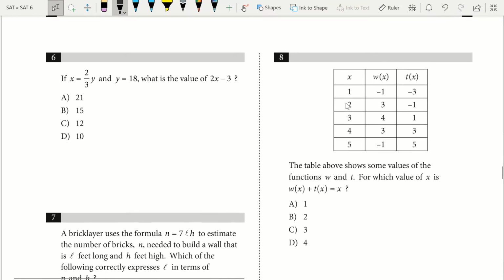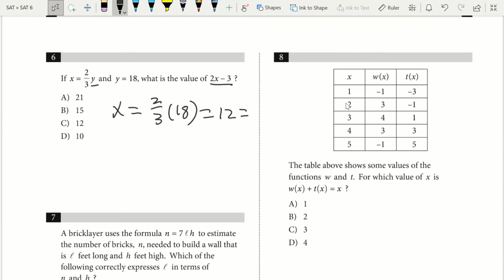Question 6. If x equals 2/3 y and y equals 18, what is the value of 2x minus 3? So we'll go ahead and plug in our y in our first equation to solve for x. So x equals 2/3 times y. We know y is 18. 2/3 times 18 is 12, so we know that x is 12.